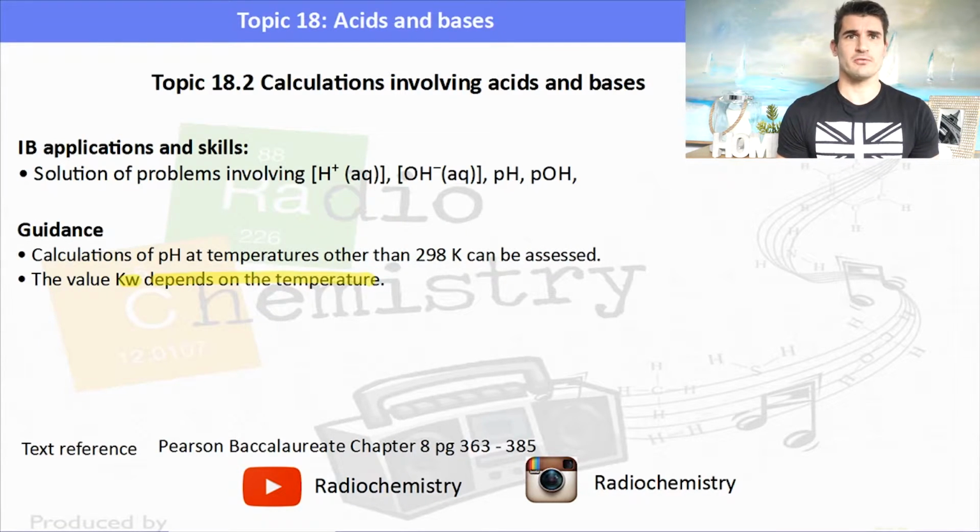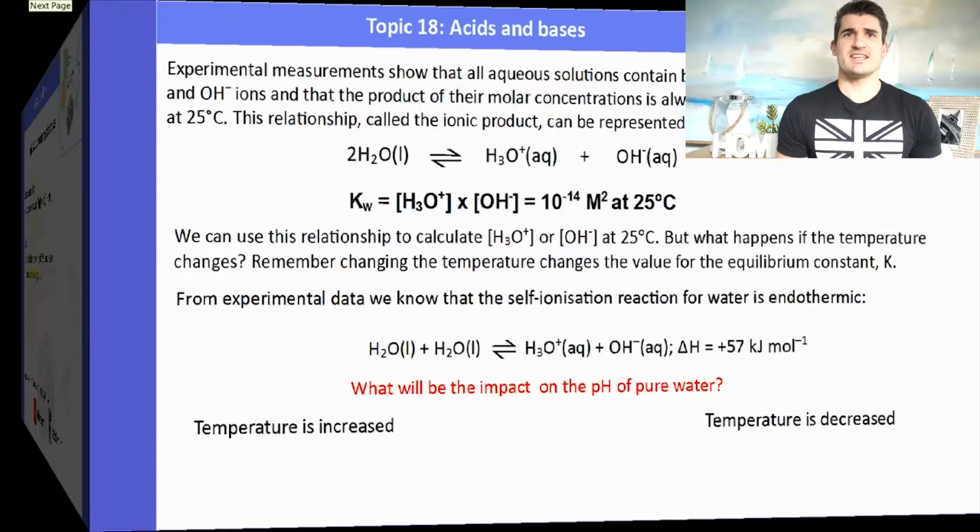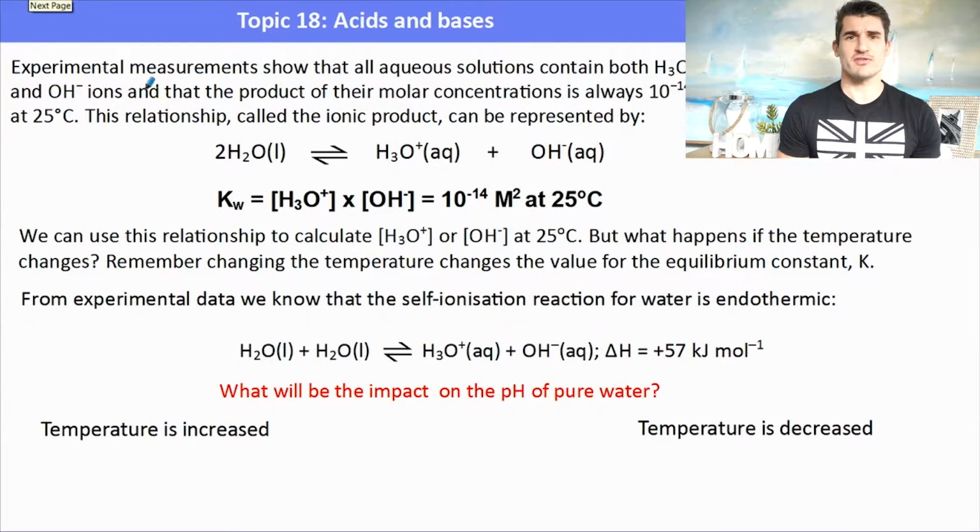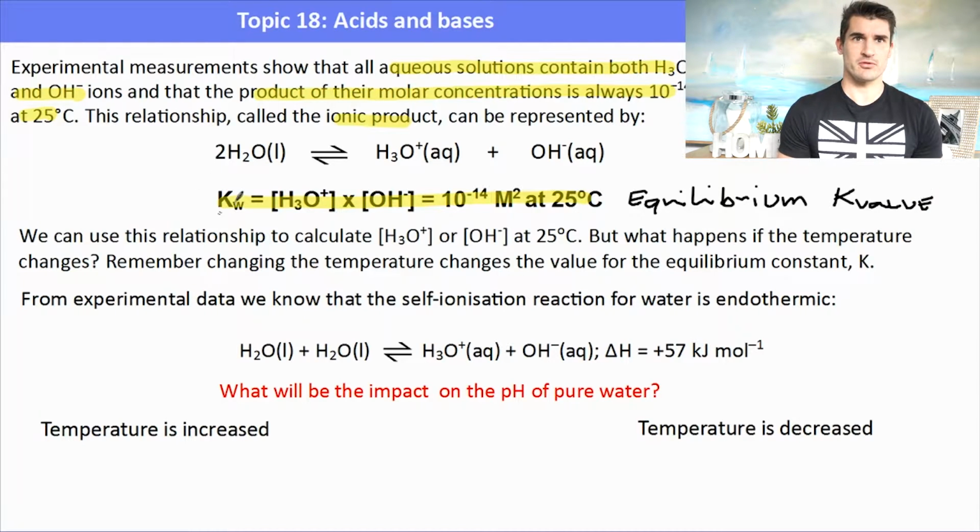this video as well. So we've seen this in standard level that the concentration of H3O plus multiplied by the concentration of OH minus is always equal to 10 to the minus 14 at 25 degrees, and that comes from the ionic product of water. Now this is an equilibrium relationship, so that means it has a K value. In this case, the K value is 10 to the minus 14, which we've described as being the KW value.